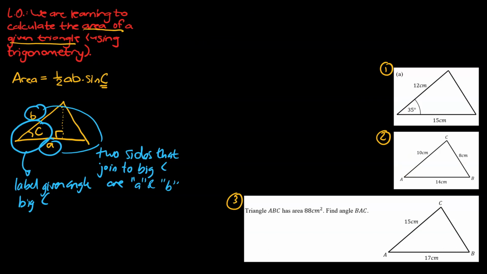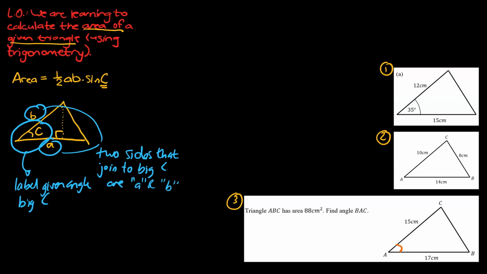Okay, and the last question, question 3. This one's a bit different because we've actually been given the area. So we can see that triangle ABC has an area of 88 centimeters squared. And we've been told to try to find the angle B, then A, and then C. So we're trying to find that angle that sits within there. So we're going to call that angle, and that's what we're trying to find.